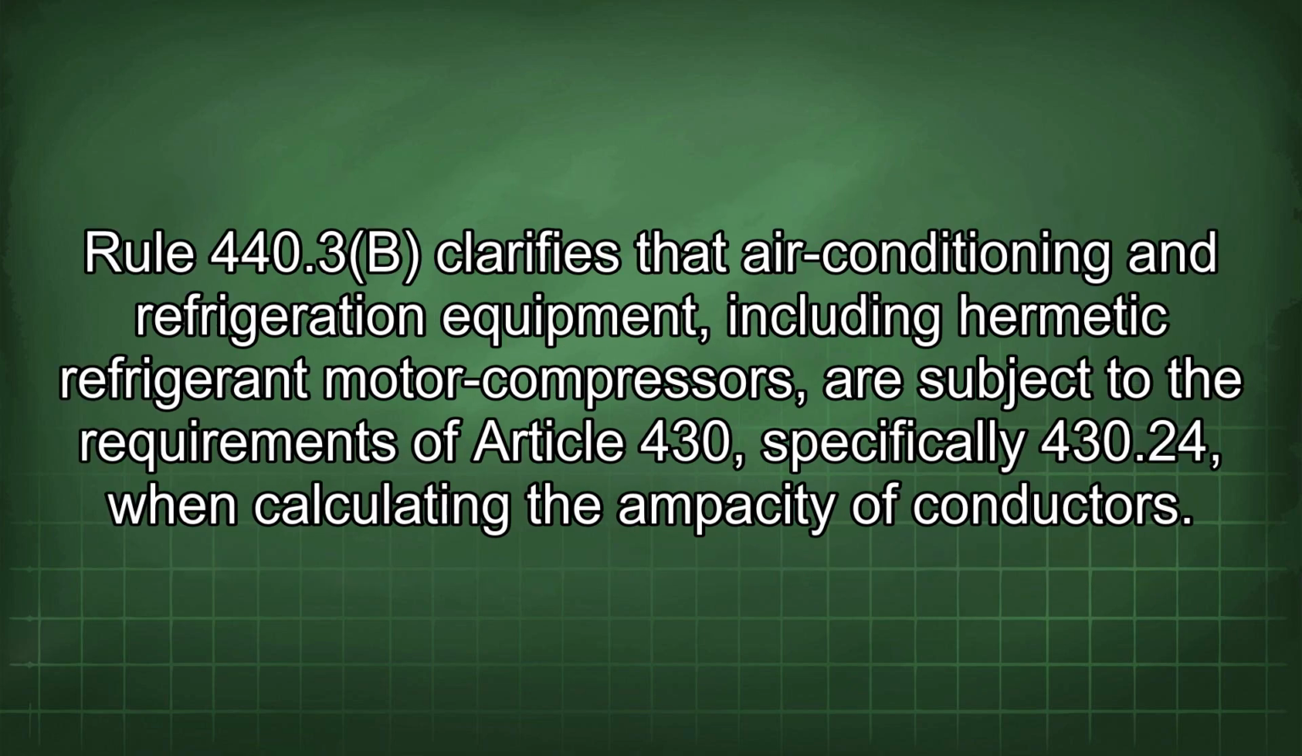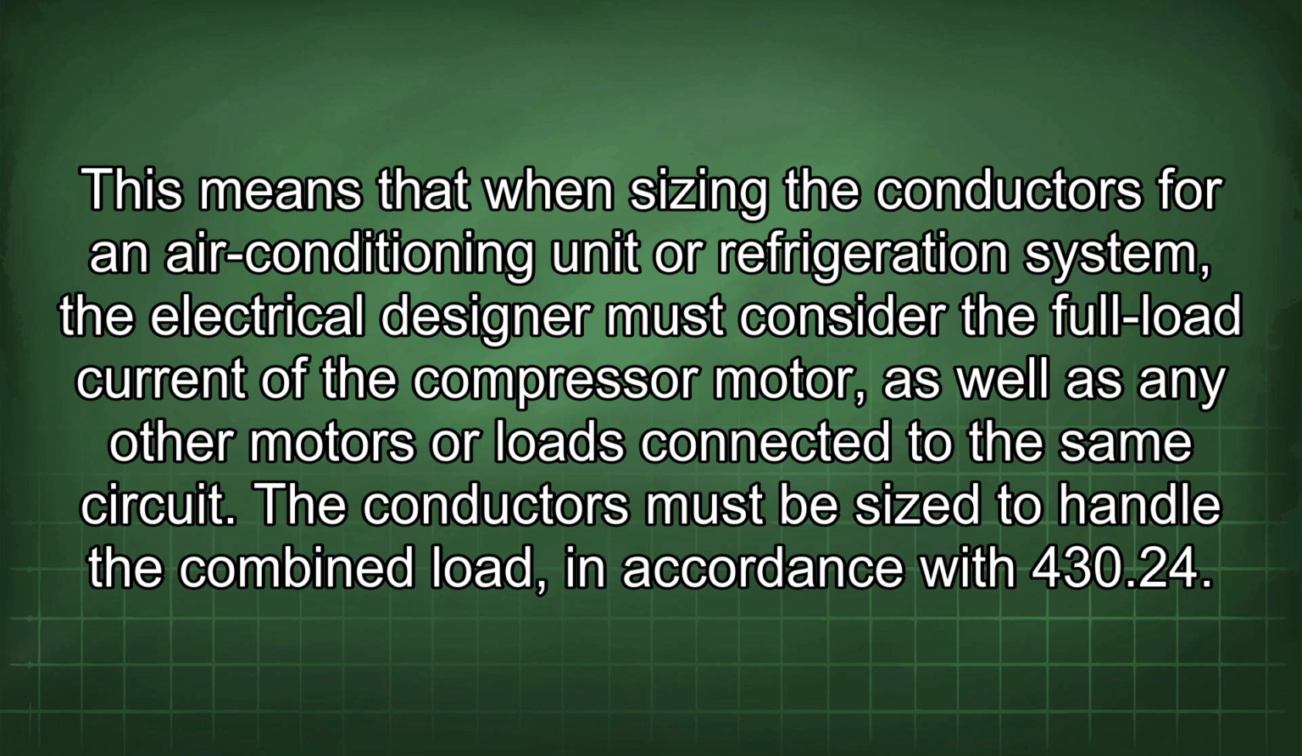Rule 440.3(B) clarifies that air conditioning and refrigeration equipment, including hermetic refrigerant motor compressors, are subject to the requirements of Article 430, specifically 430.24, when calculating the ampacity of conductors. This means that when sizing the conductors for an air conditioning unit or refrigeration system, the electrical designer must consider the full load current of the compressor motor, as well as any other motors or loads connected to the same circuit. The conductors must be sized to handle the combined load, in accordance with 430.24.